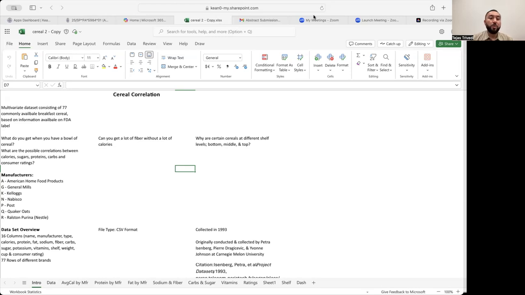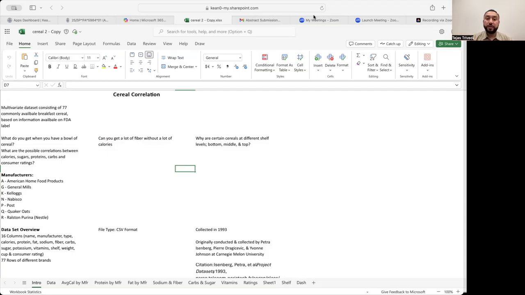What are the possible correlations between calories, sugars, protein, carbs, and consumer ratings? Can one get a lot of fiber without a lot of calories? What are the certain cereals in terms of shelf levels that are present from the bottom, the middle, and the top from a marketing perspective as well?